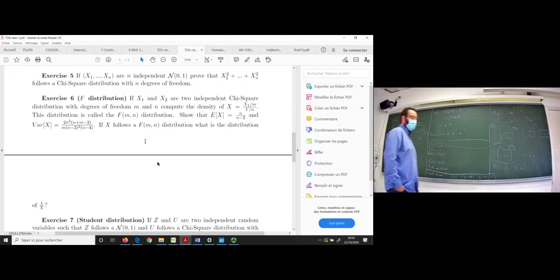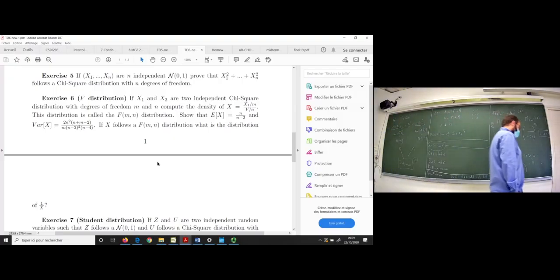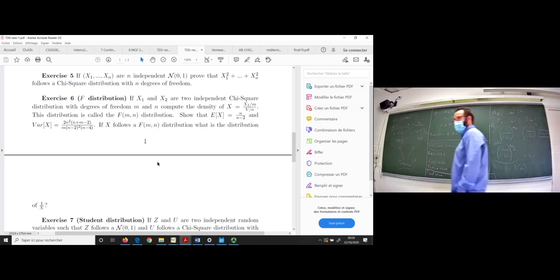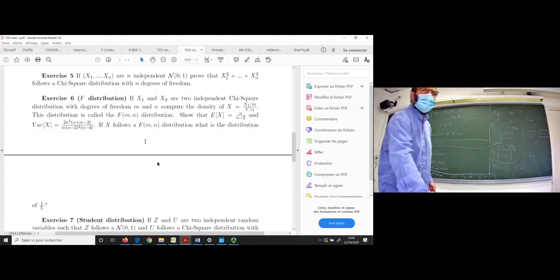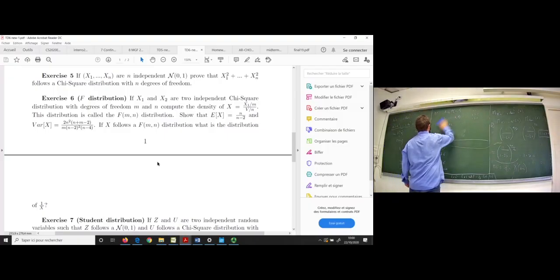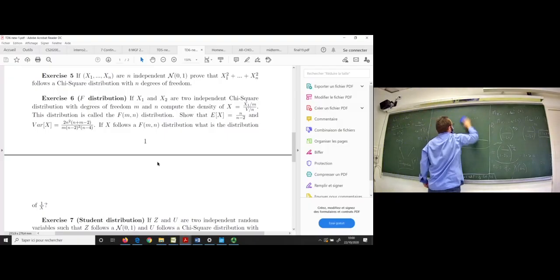So from now on, an equivalent way to look at the chi-square of parameter n is to see this distribution as the distribution of the sum of the squares of n independent N(0,1). So if you have understood what I have said, a little remark concerning this exercise.